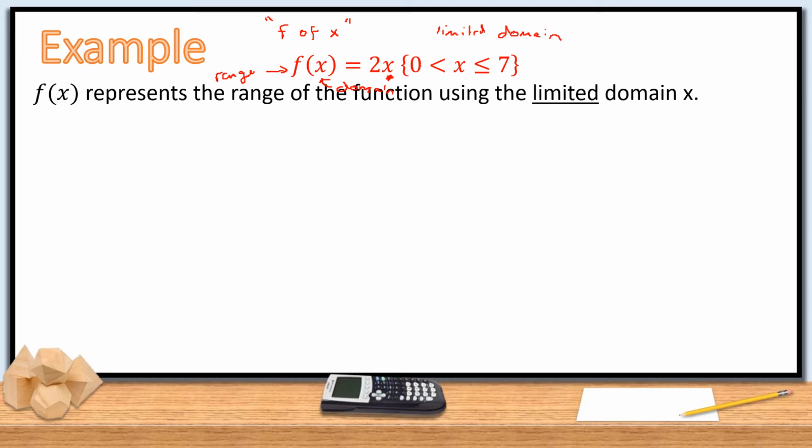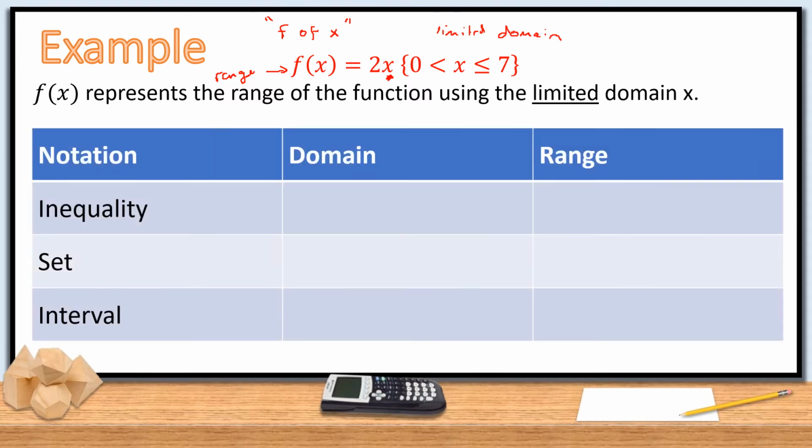So let me erase the overlap here. So f of x is the range, and we got the domain, yes. So we're going to write these in their different notations. Inequality notation, what's the lowest value of the domain? Well, it's actually kind of nice because we've got it given to us in the question. 0 is the lowest value for the domain, 0 less than x, less than or equal to 7.